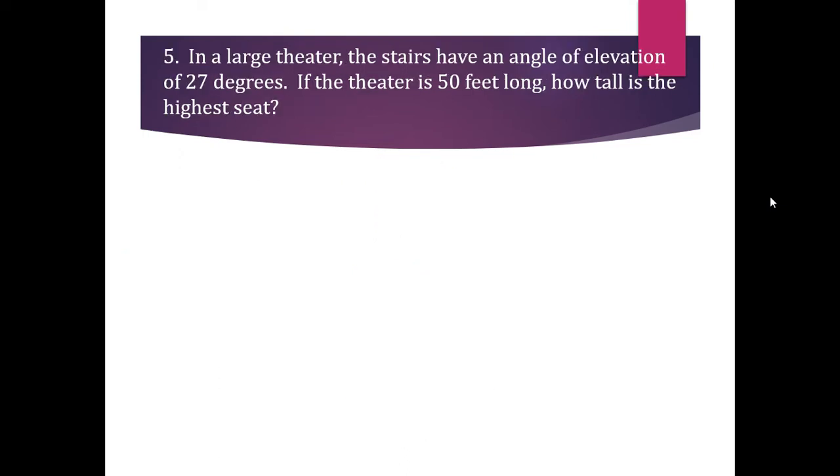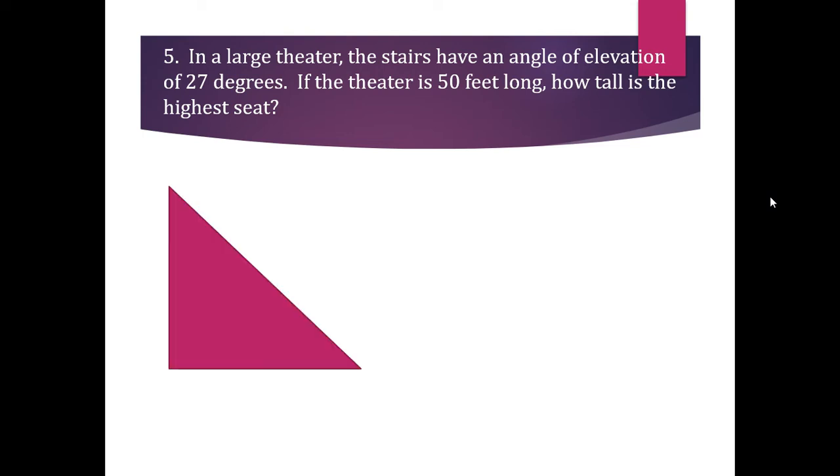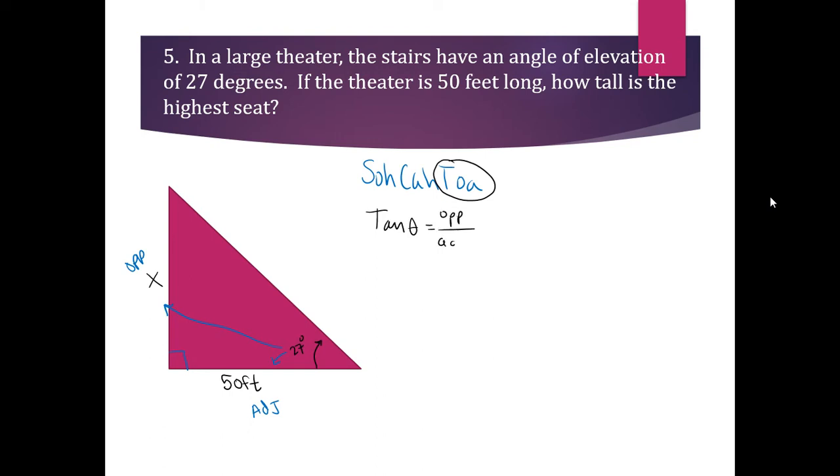Number 5. In a large theater, the stairs have an angle of elevation of 27 degrees. If the theater is 50 feet long, how tall is the highest seat? So here we have a right triangle. So the angle of elevation to the highest seat is 27 degrees. The theater is 50 feet long, and we are looking for where the highest seat is. So opposite and adjacent is what's given. So opposite and adjacent, we haven't seen this yet in this video, is tangent. So plugging in what we know, tangent of 27 degrees equals x over 50.